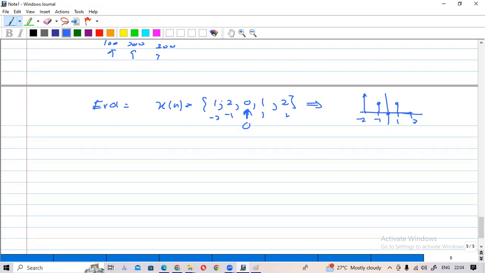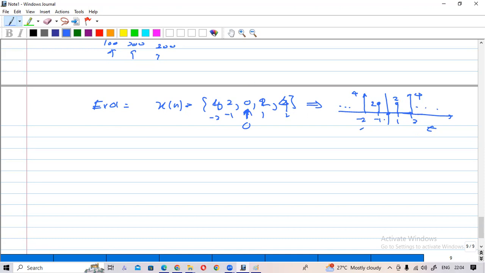Let me put other values instead. Let's say the sequence is 4 2 0 2 4. So at -2 the value is 4, at -1 it is 2, at 0 it is 0, at plus 1 it is 2, and at plus 2 it is 4. This is the sequence. It is not repeating. We have only this one, from minus infinity to plus infinity, with only these nonzero values.